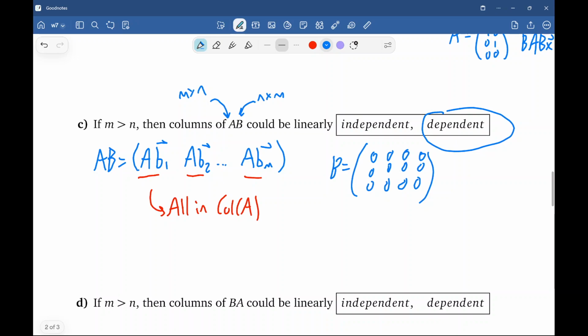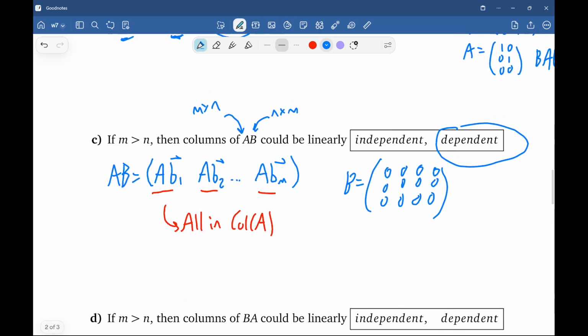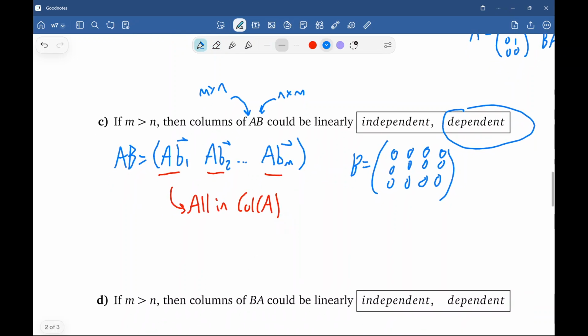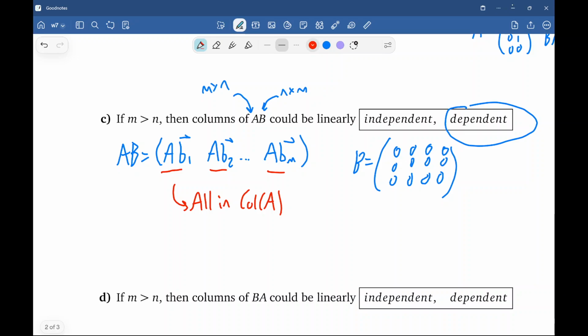We can almost always make our columns linearly dependent if we just pick them to be zero, because zero is always linearly dependent. So that's easy. The hard part is figuring out whether it's linearly independent. In order for all of these to be linearly independent, we would need a pivot in each of the columns, right? So these would have to have m pivots.